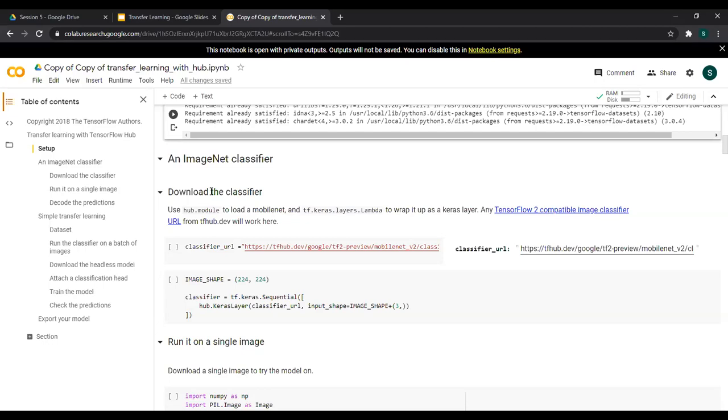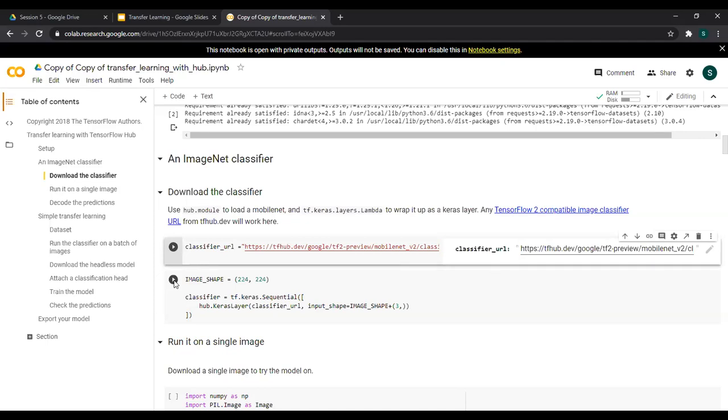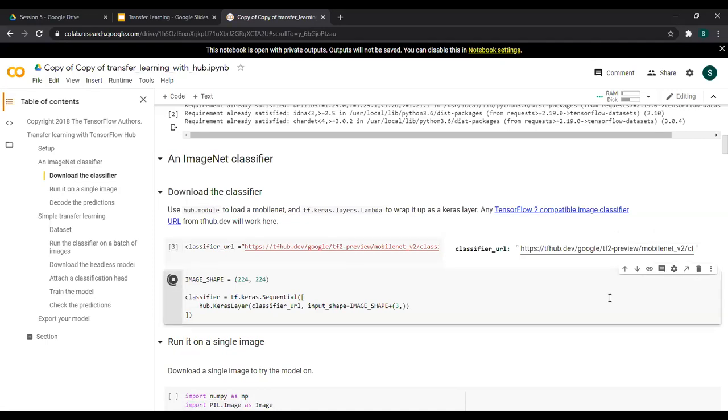Now we're going to be using an ImageNet classifier. As I said before, the ImageNet challenge they had where AlexNet won. We're going to be downloading that classifier. So first, we're going to be downloading a URL. The URL is in TensorFlow Hub, so it's in this kind of link here. You can also click this link right here or paste it. And we're just going to run this classifier URL. Okay, so now we successfully downloaded the classifier.